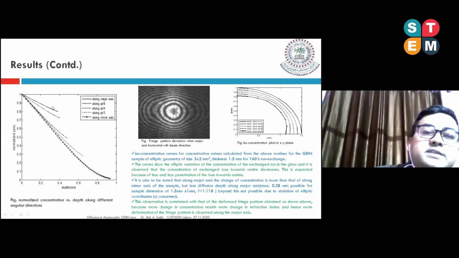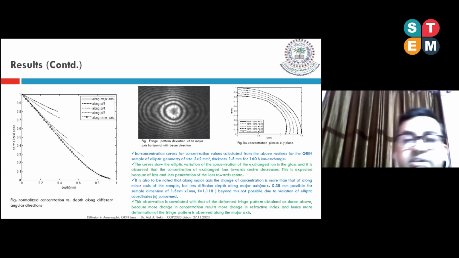And here you can see there are functions plotted to the major axis, this one, and then along 5 by 8, and this is your minor axis, that is maximum 90 degree, and this is in between. And we got this result, and from that, this is basically the concentration plot. Normalized concentration has been plotted over here, and from this plot we have developed an iso concentration plot and an xy plot, to correlate with our fringe pattern diffusion.